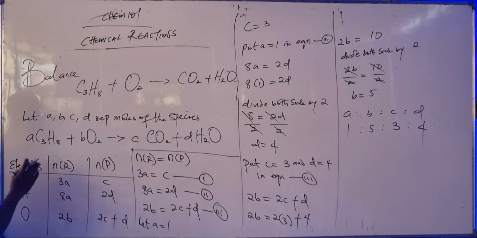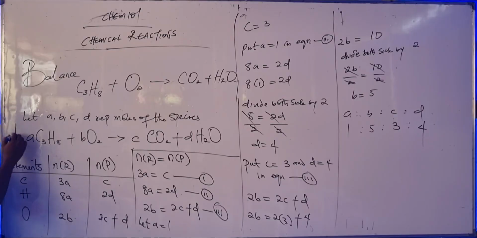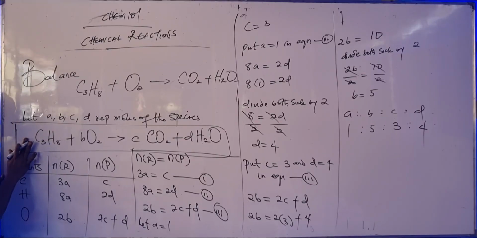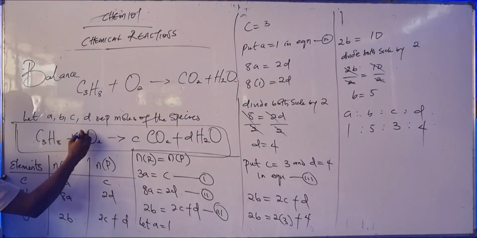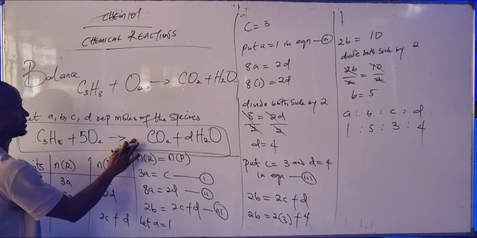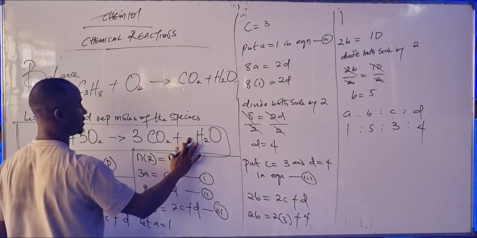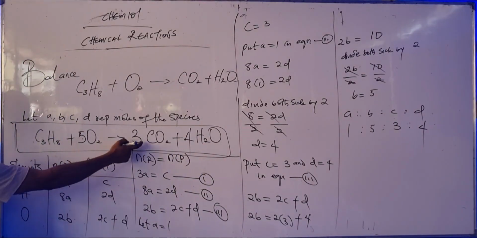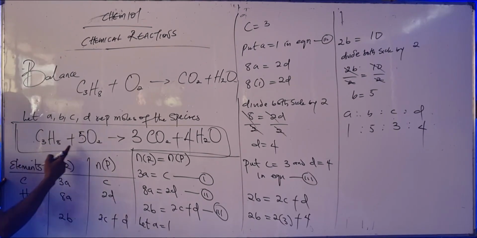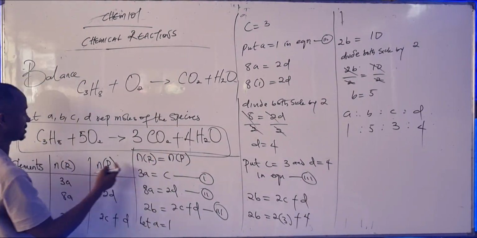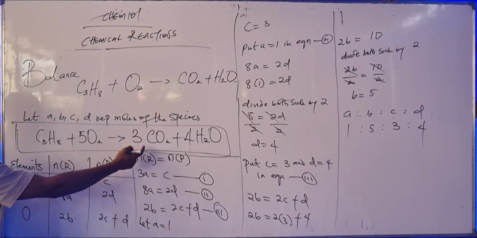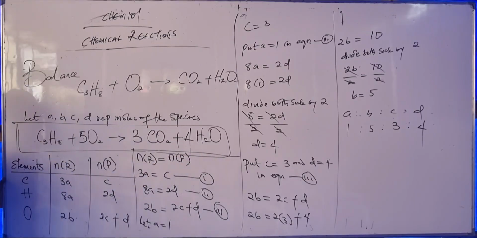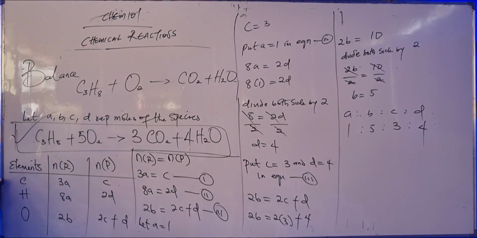So let's put the values here directly. Are you getting this? Let's see the balanced equation from here. A is 1, B is 5, C is 3, D is 4. Let's check. Carbon is 3 here and 3 here. What's hydrogen here? 8. Yes, 4 times 2 is 8. What of oxygen? 10. Here we have 6 plus 4, making it 10. So this is the balanced equation. Exactly.